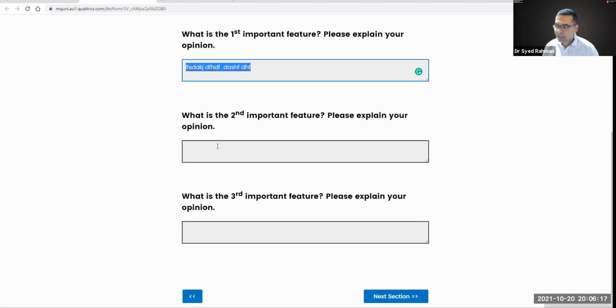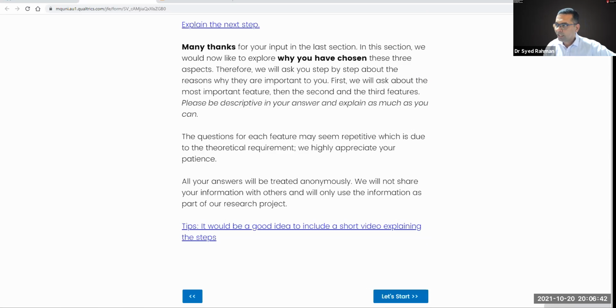So this is how you feature. I'm just going to type something, otherwise it is not going to let me go through, or I'm just going to say, this is better, my feature, because it has importance. Second, okay, so you go next.